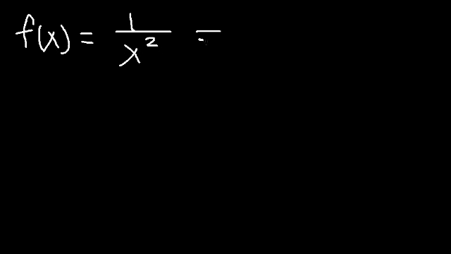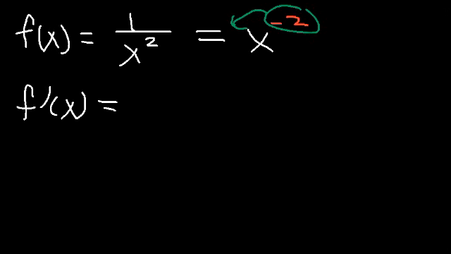Let's try another example. Let's say f of x is 1 divided by x squared. Feel free to pause the video and see if you can find the answer. Go ahead and find the derivative of that function. So the first thing that we need to do is rewrite it as x to the negative 2. Now let's use the power rule. Let's move the exponent to the front. So the derivative is going to be negative 2x to the minus 3. Don't forget to subtract this by 1.